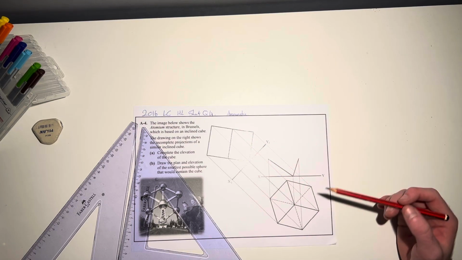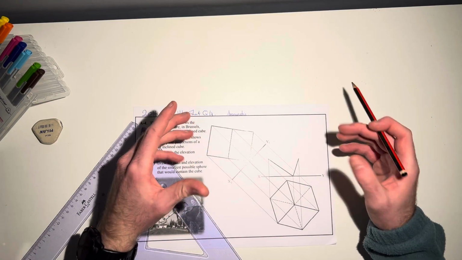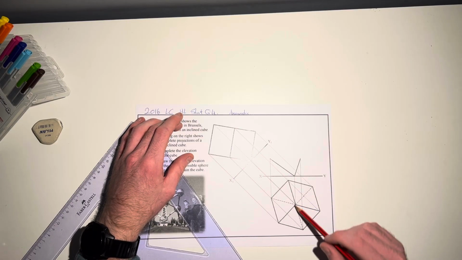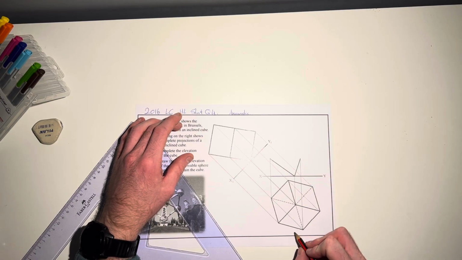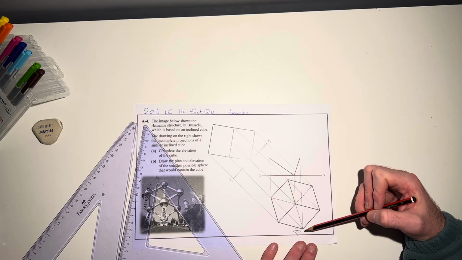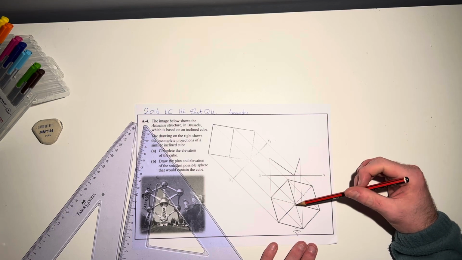What this is, we're looking at this cube as if it was inclined up the way, as we can see, but this is going to be a plan, and for our elevation we're going to be looking in from this direction. So this kind of threw a few people off, looking in from this direction, but I'll try and explain a bit better on how to do it.